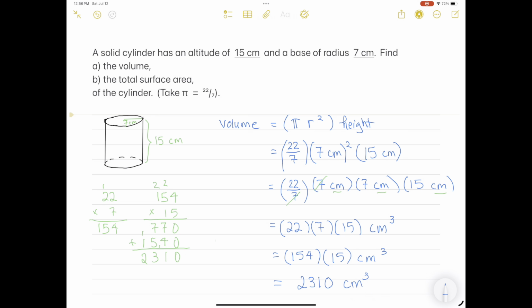With cubic centimeters, always include the units in your calculation. So the volume of the cylinder is 2,310 cubic centimeters, and I box my answer.